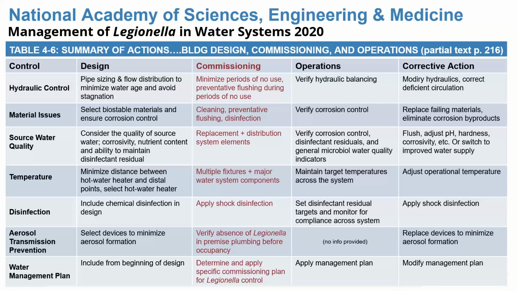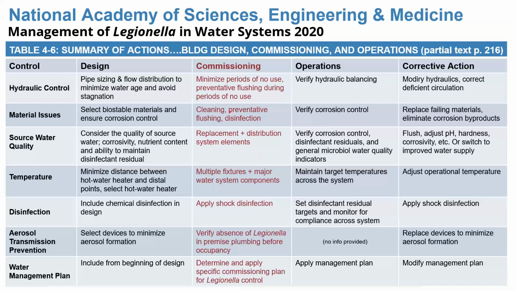This is the National Academy of Sciences, Engineering, and Medicine. This is a table from their 200-page manual. They recommend a water management program for all public buildings. Repeat, all public buildings. And so that's a recommendation, not a requirement by law. But they gathered a group of leading scientists and they published in 2020 their Management of Legionella in Building Water Systems.